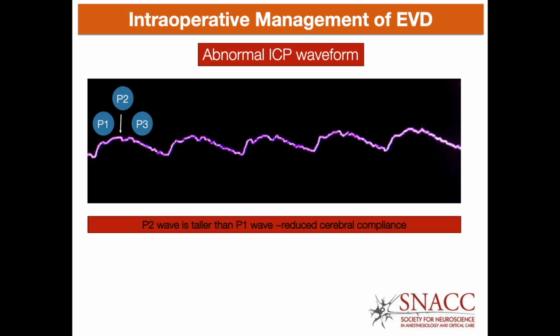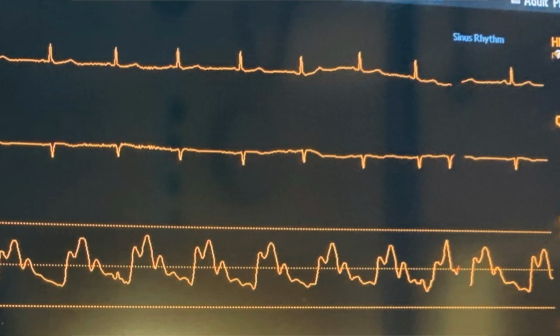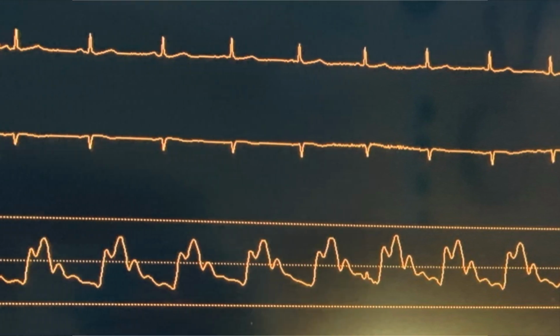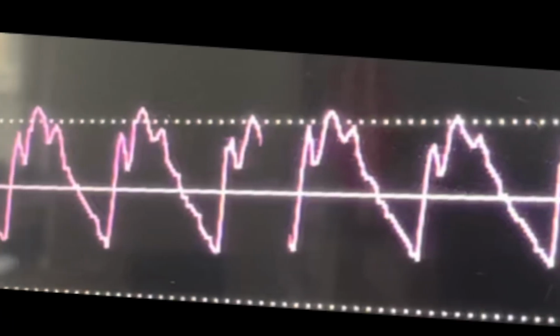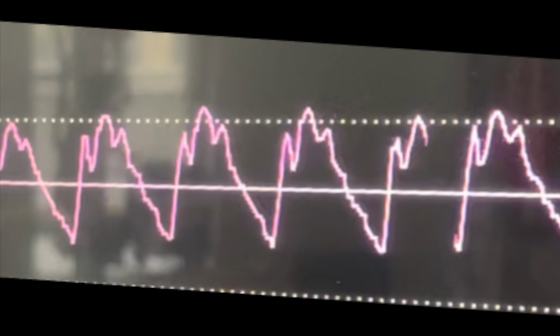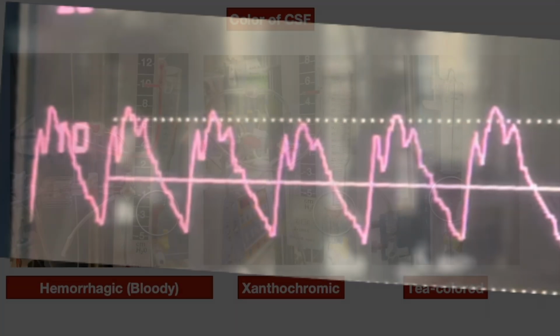In this example, you'll notice a difference in the ICP waveform whereby P2, or the second portion of the intracranial pressure wave, is taller than P1. This denotes abnormal intracranial compliance seen in this patient. Here's another example of a patient with poor intracranial compliance where the P2 is quite exaggerated over P1. And yet another example where P2 is actually higher than P1. Both patients have abnormal intracranial compliance.